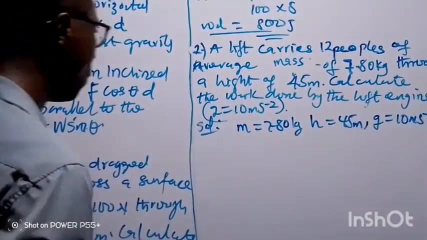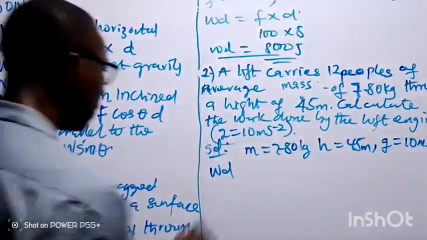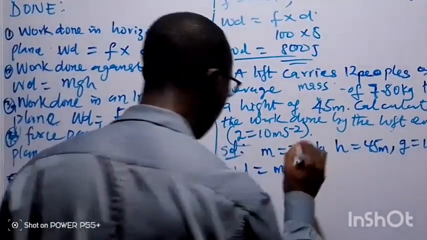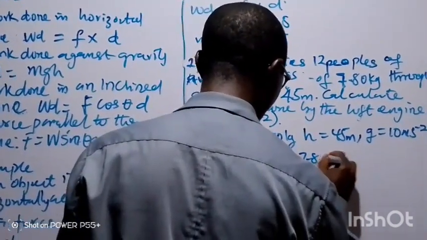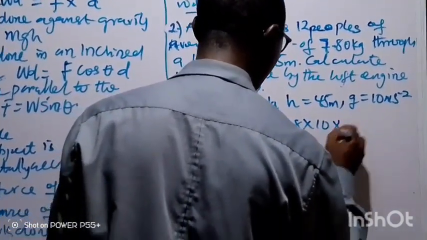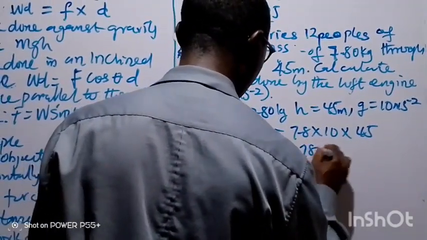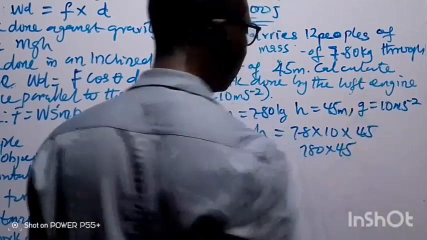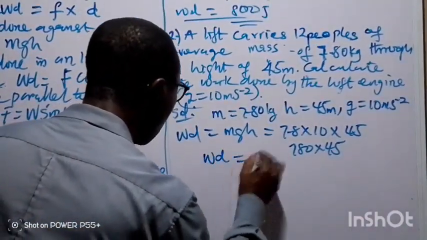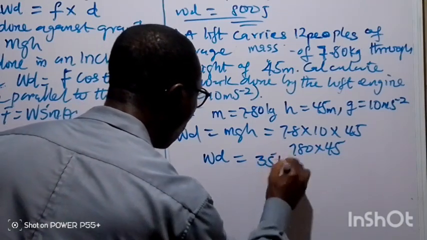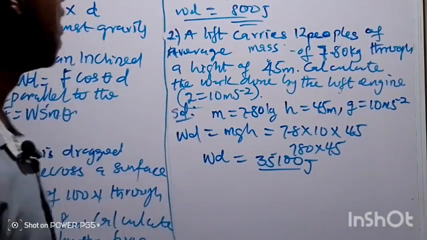Now to calculate the work done. This work done is against gravity, so it will be equal to mgh. This will give us 7.8 multiplied by 10 multiplied by 45, which is equal to 780 multiplied by 45. The work done by the lift engine will be equal to 35,100 joule. That's the solution to question number 2.